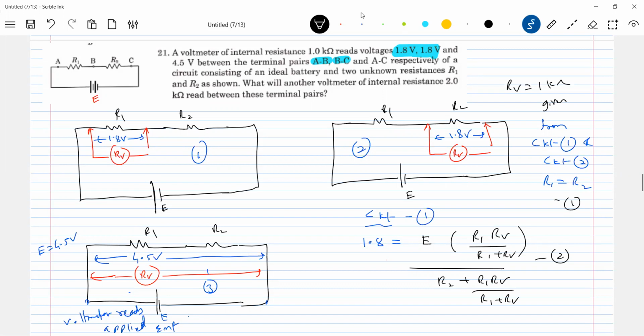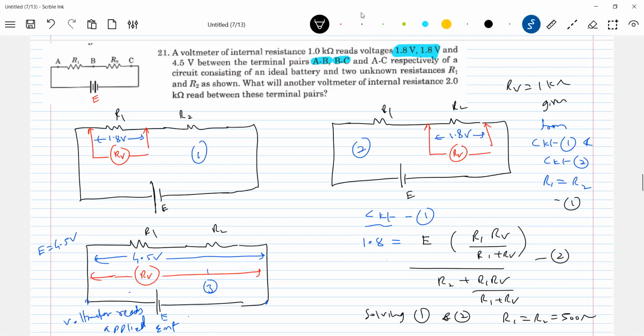So you can put the value in also. This E equal to 4.5. This also you're going to substitute. With that, what will happen? We'll get R1, and R1 equal to R2. Okay, I'm solving 1 and 2. I'll get R1 equal to R2 equal to how much? 500 ohm.